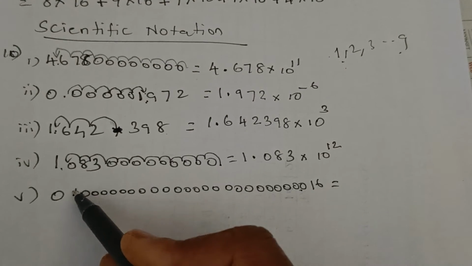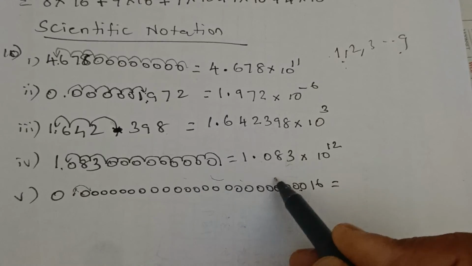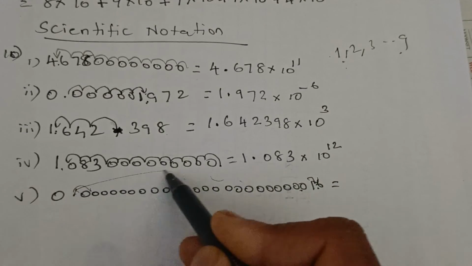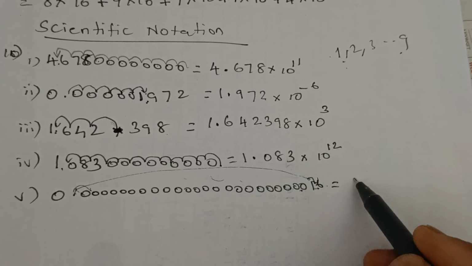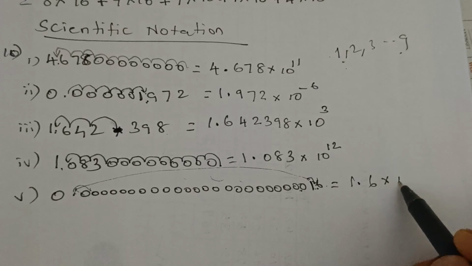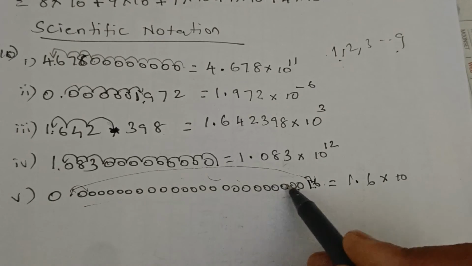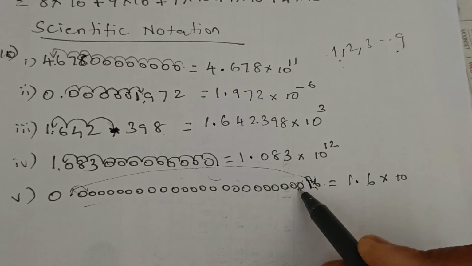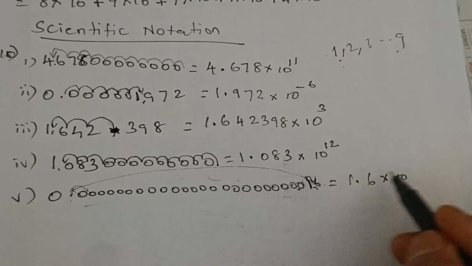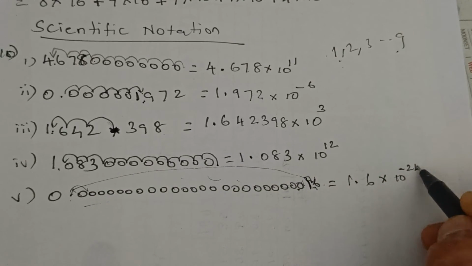So from here we have to move past 23 zeros and it has to come till here. The point, we should move between 1 and 6. So it is 1.6 into 10 to the power. There are 23 zeros and this digit 1. So 23 and this 1 is 24, from left to right. So it is minus 24.